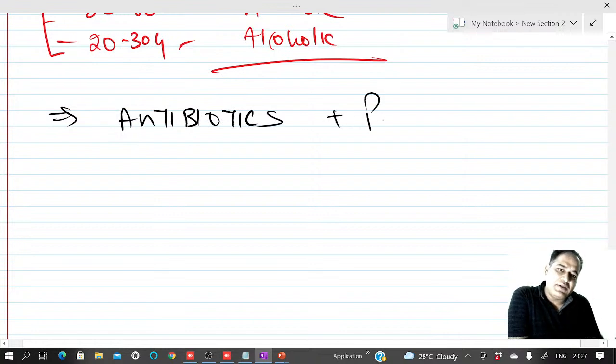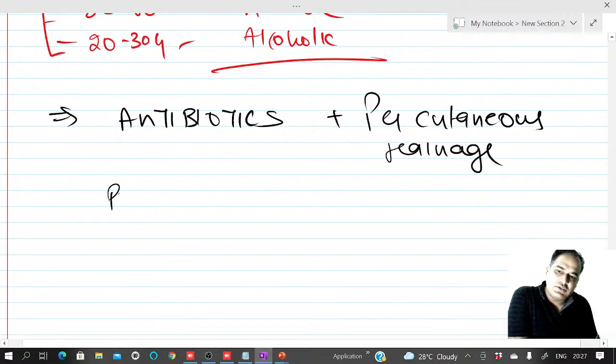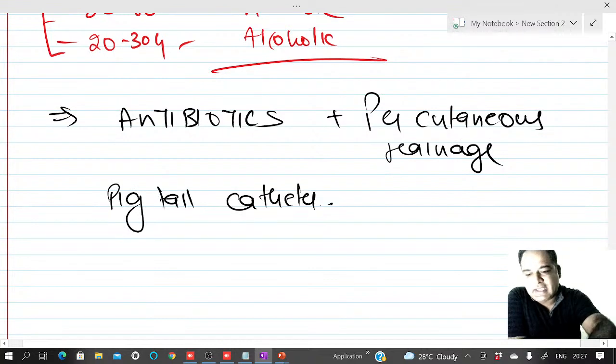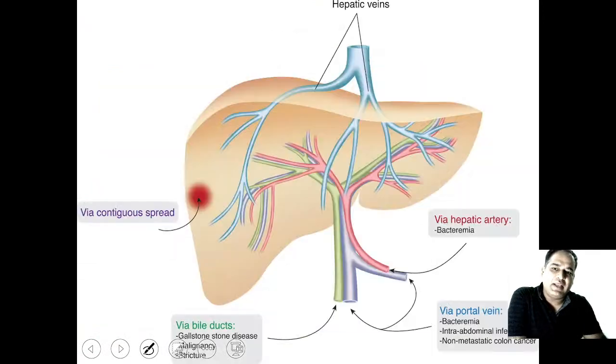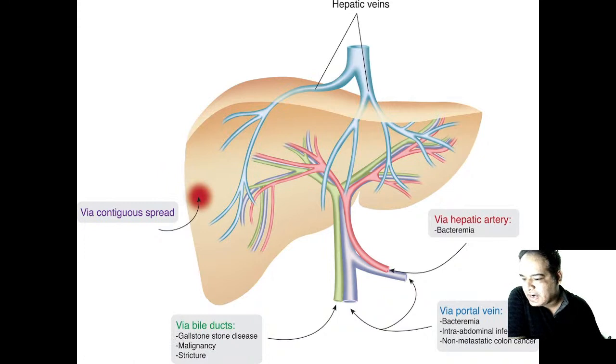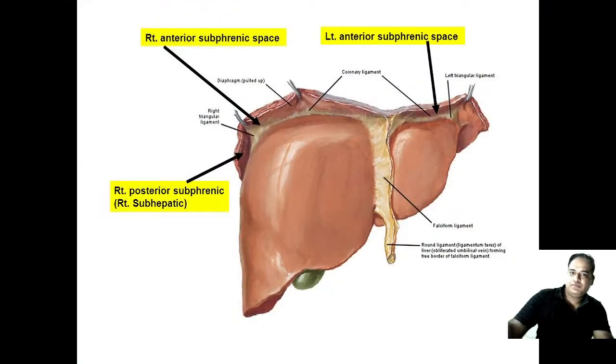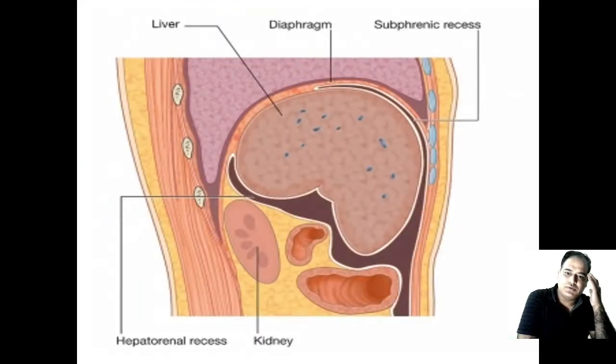Fine. So treatment is antibiotics plus percutaneous drainage using a pigtail catheter. Let me just show you a pigtail catheter. You see, these are all the areas from where the infection can enter. That is the confirmatory investigation, Dr. Jawaharji. That is the confirmatory investigation.